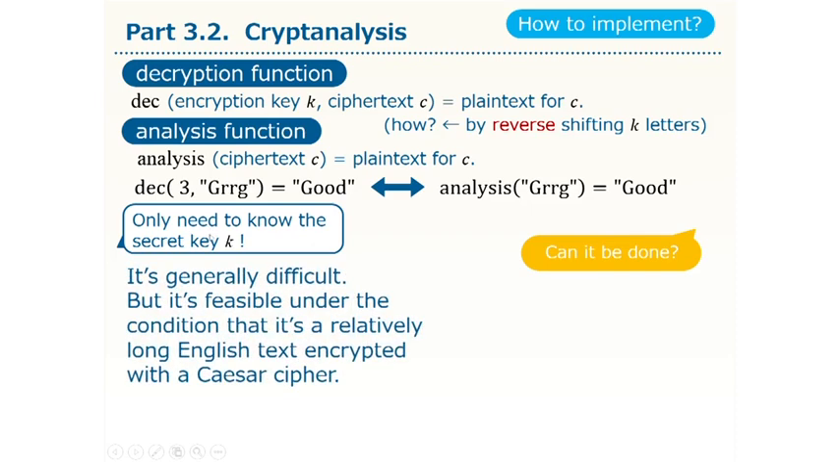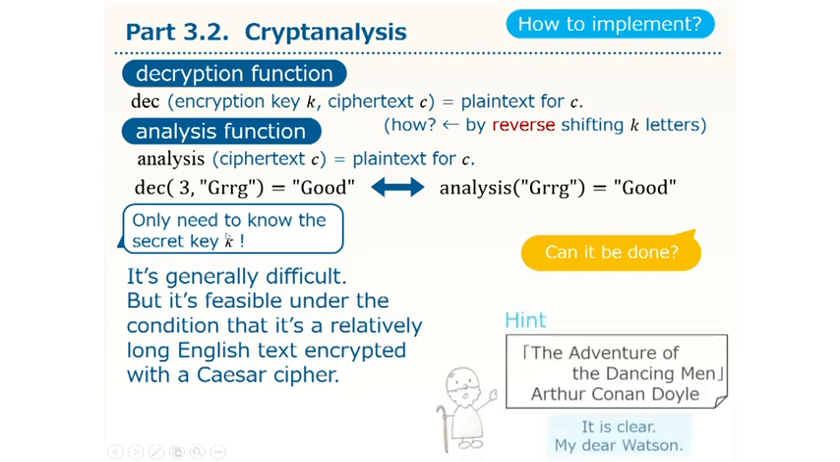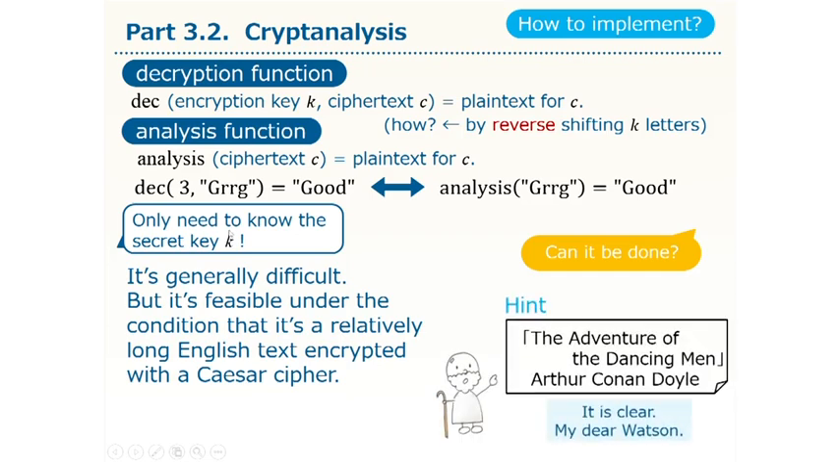It's generally difficult, but it's feasible under the condition that the ciphertext is relatively long English text encrypted with Caesar cipher. You can get a hint by taking a look at, for example, one of the famous detective novels of Sherlock Holmes by Arthur Conan Doyle, titled The Adventure of the Dancing Man. It will be helpful to take a look at the book and consider the best approach.